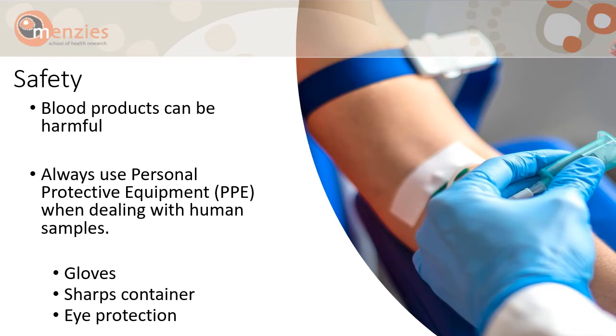The first thing I want to reiterate is that safety is both a main priority for the participants in the trial and your own safety when working in the lab. Remember that blood products can be harmful and always use PPE when dealing with human samples. That may include gloves, sharp containers, and eye protection.